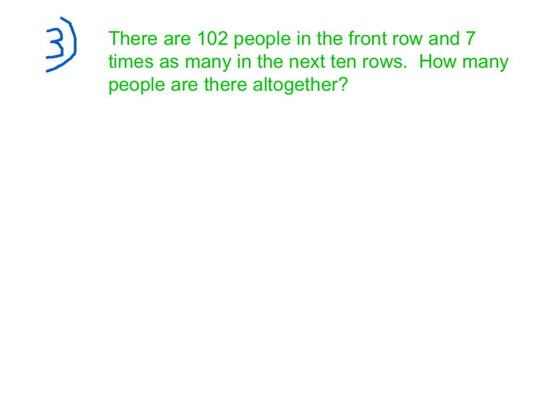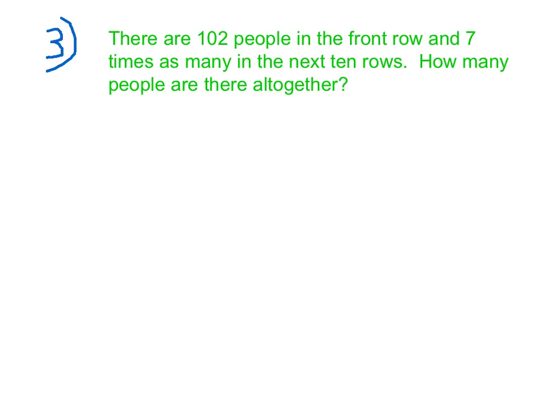Read the problem, draw the sections, and then solve the problem from your drawing. I would caution you as you read this to notice that it says there are 102 people in the front row and 7 times as many in the next 10 rows. It doesn't say in each of the next 10 rows, but in the next 10 rows altogether. All right, off you go. Stop the tape while you do your work and then restart the tape when you're ready for a solution.